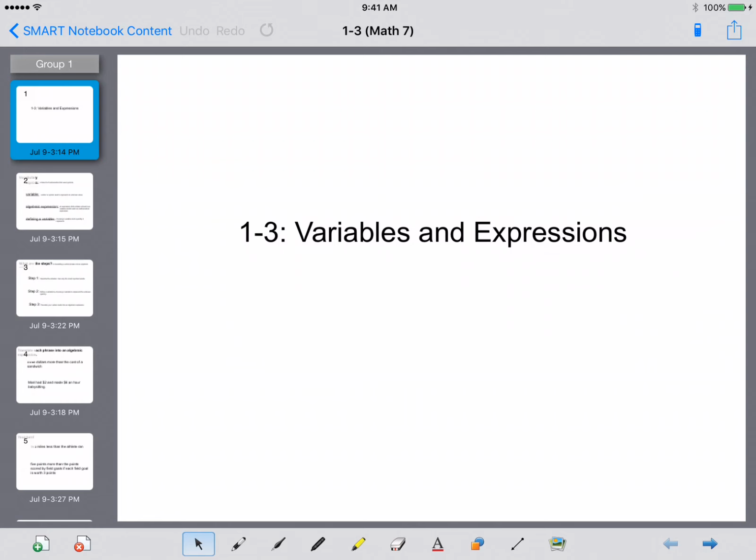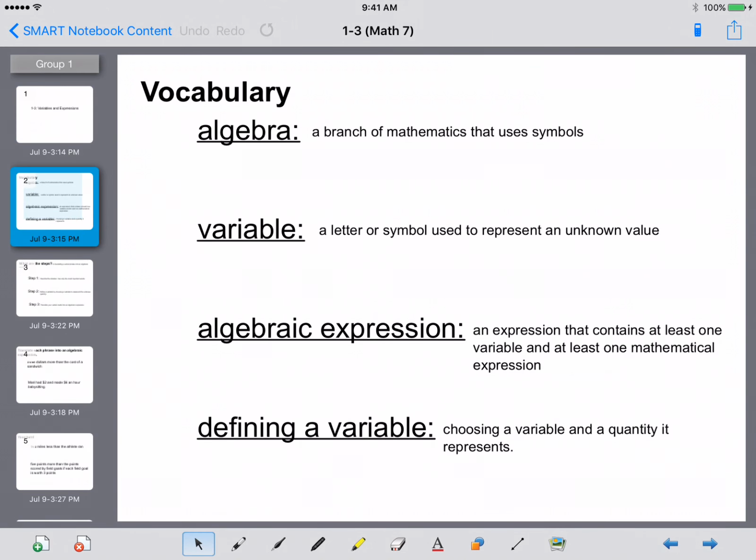Welcome to Math 7, Chapter 1, Lesson 3, Variables and Expressions. Once again, we're starting off with some vocabulary terms for you to know.